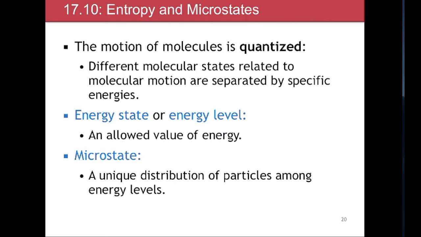So there's only very specific levels of volume that your phone can be set to, and there are only specific energy levels that are allowed in a molecule. And a microstate is a unique distribution of particles among these energy levels. And that is what is meant when we talk about something being quantized. It has very specific energy levels that are allowed.